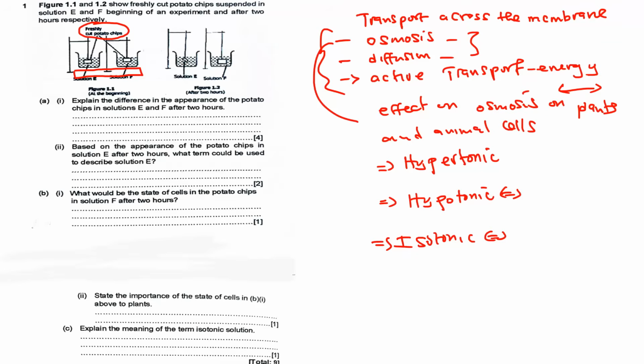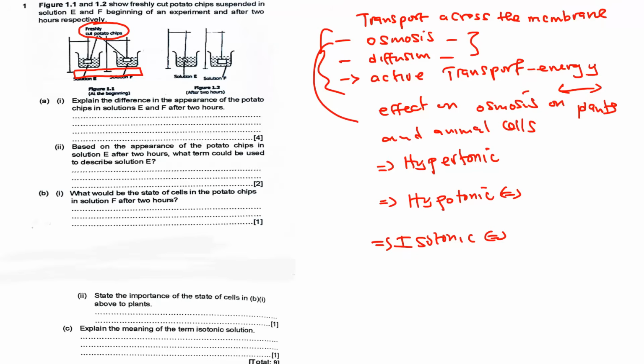The first question here is: explain the differences in appearance of the potato chips in solution E and F after 2 hours. In appearance, we are looking at the physical appearance, what you are able to see. I know you know that when the cells lose water, they shrink, or rather they reduce in size. But here you are not going to use what you know, but the appearance that is here, lest you miss the point. So what do you write?